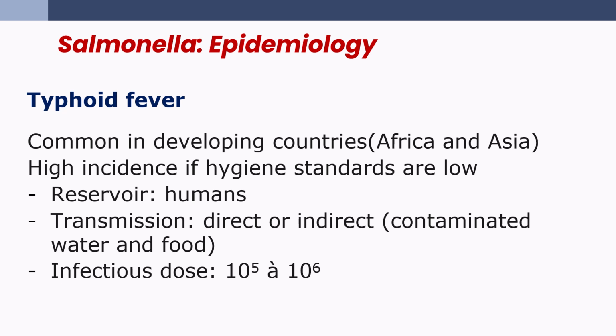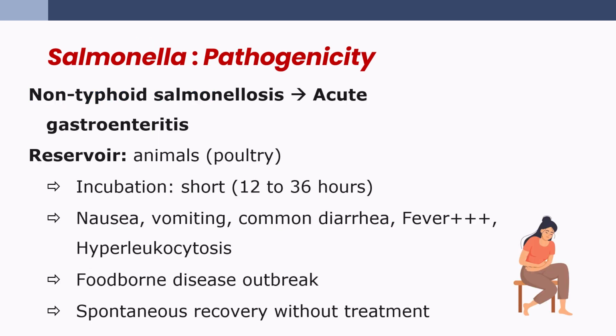power of 6 bacteria. Non-typhoid salmonellosis mainly manifests as acute gastroenteritis. The reservoir is animals, especially poultry, and the incubation period is short, lasting 12 to 36 hours. Typical symptoms include nausea, vomiting, diarrhea, high fever, and hyperleukocytosis. It is often the cause of food poisoning and resolves spontaneously without treatment in most cases.